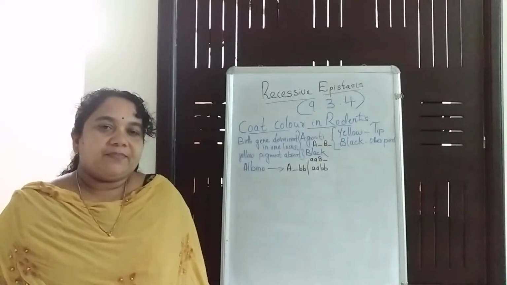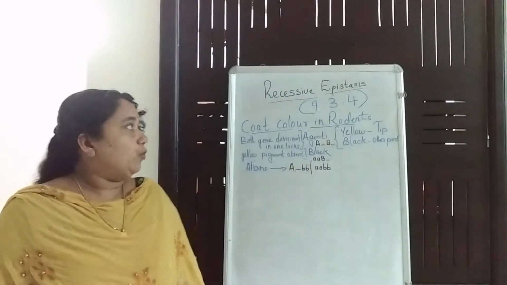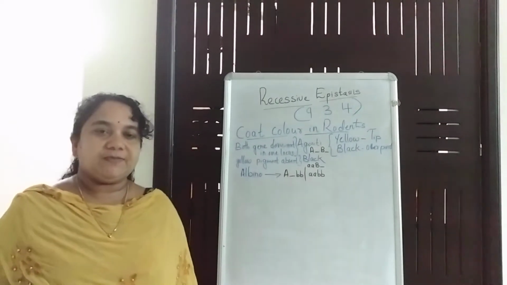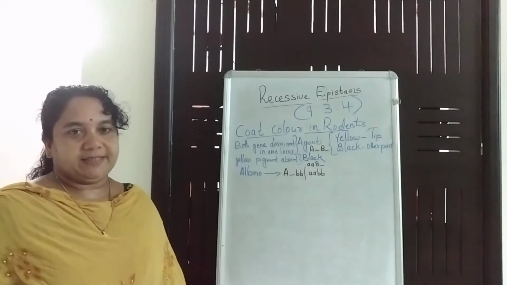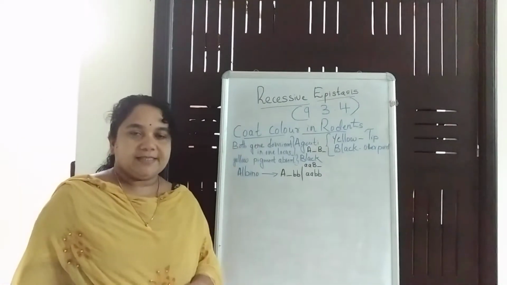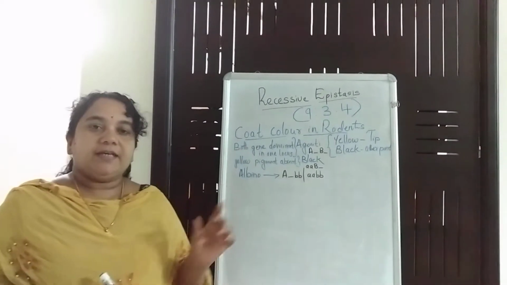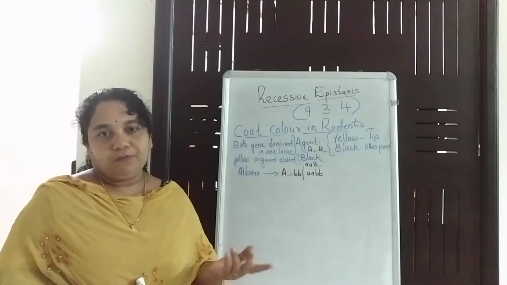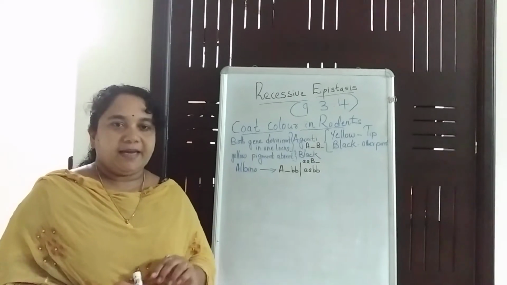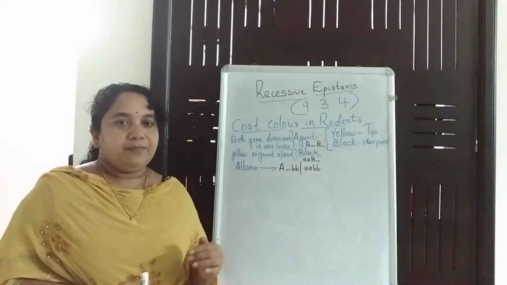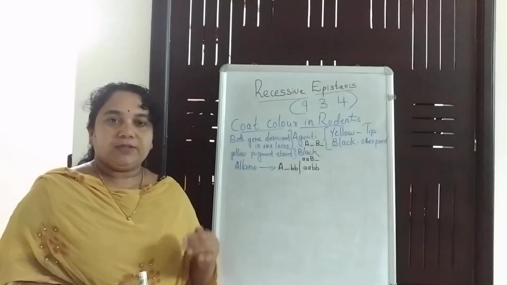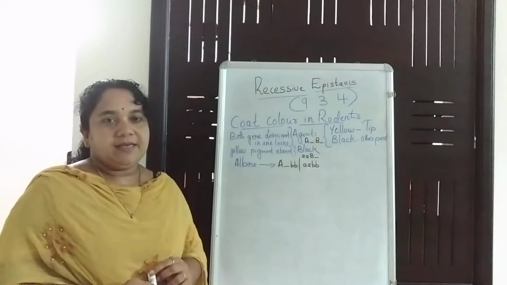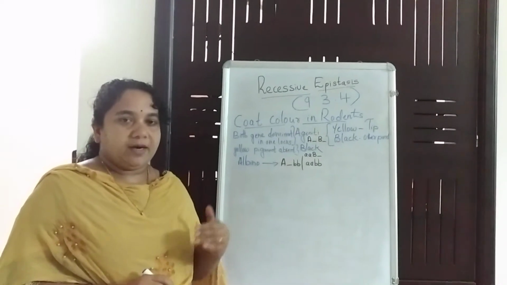Dear students, today we deal with the topic recessive epistasis. Last class we dealt with dominant epistasis and now it is recessive epistasis. Here the recessive epistasis ratio is also a modified Mendelian dihybrid ratio. What is the dihybrid ratio? It is 9:3:3:1.